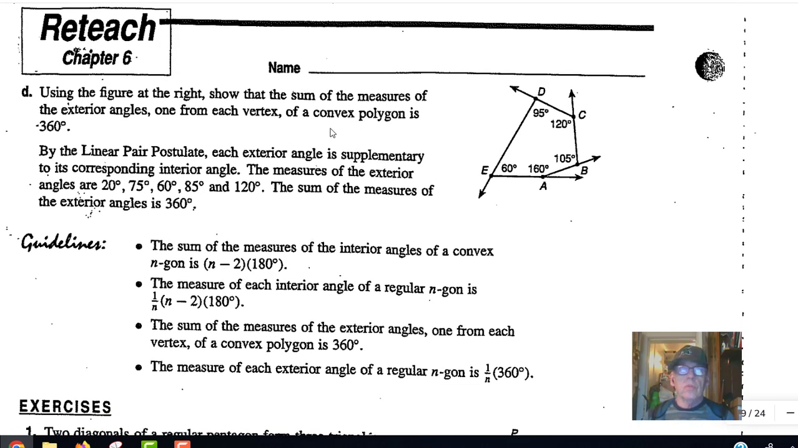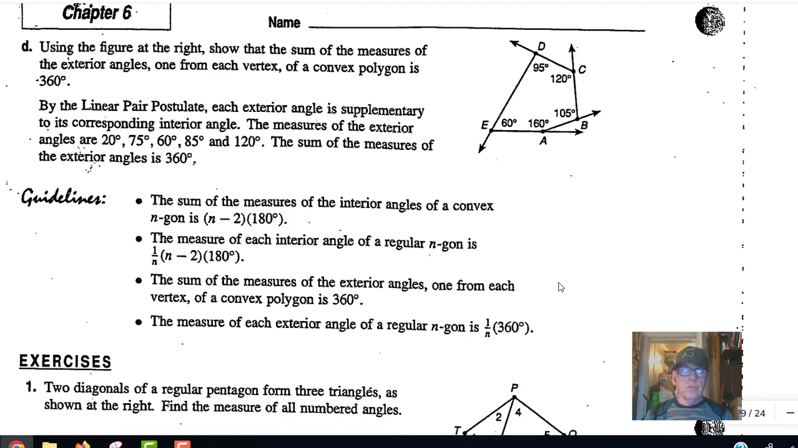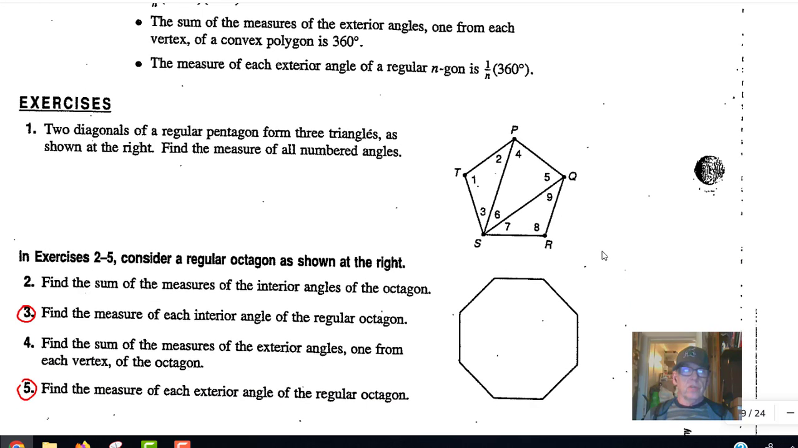Okay, show that the sum of the measures of the exterior angles is 360. So if we do exterior angles here, this is going to be 85, this is going to be 60, this is going to be 75, this is going to be 20, and this is going to be 40. And when we add all those up, they should come out to be 360 degrees. Let's look at the exercises.